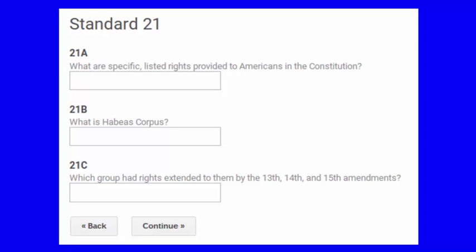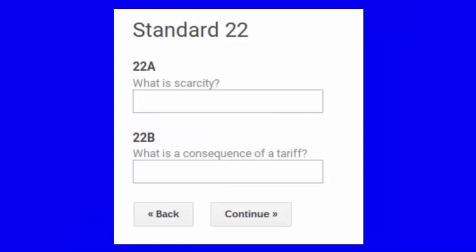Standard 21. What are specific listed rights provided to the Americans in the Constitution? 21B. What is habeas corpus? 21C. Which group had rights extended to them by the 13th, 14th, and 15th Amendments? Standard 22. What is scarcity? 22B. What is a consequence of a tariff?